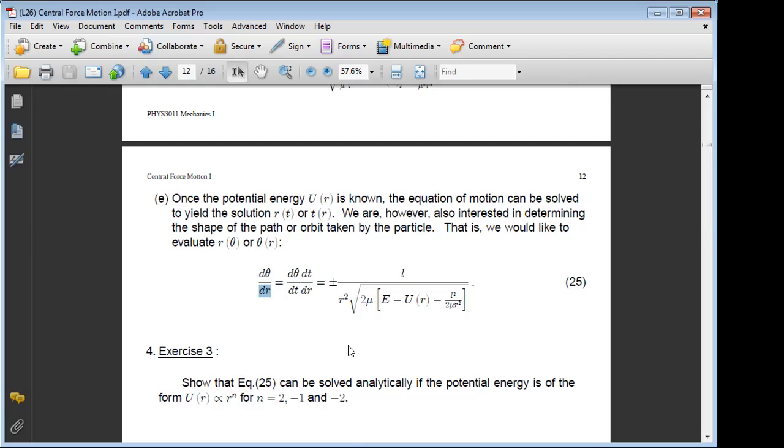if I multiply R inside, we have R squared, R, and here.